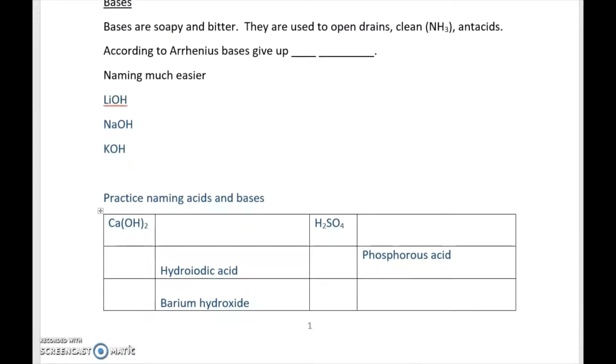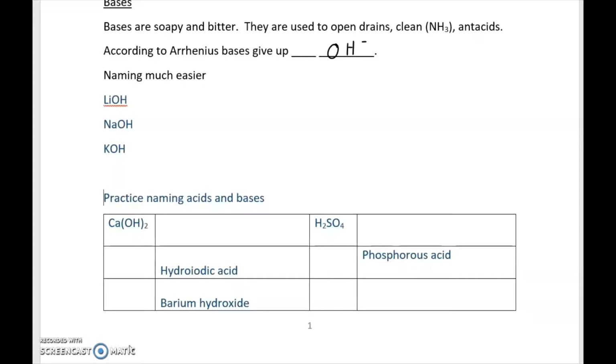Bases are soapy and bitter. Drain cleaners are basic. Ammonia is basic, and antacids are basic because they eat up the acid. According to Arrhenius, bases are going to give up a hydroxide.